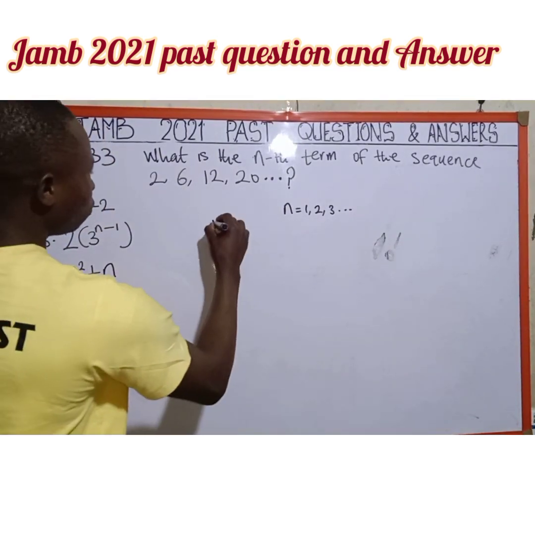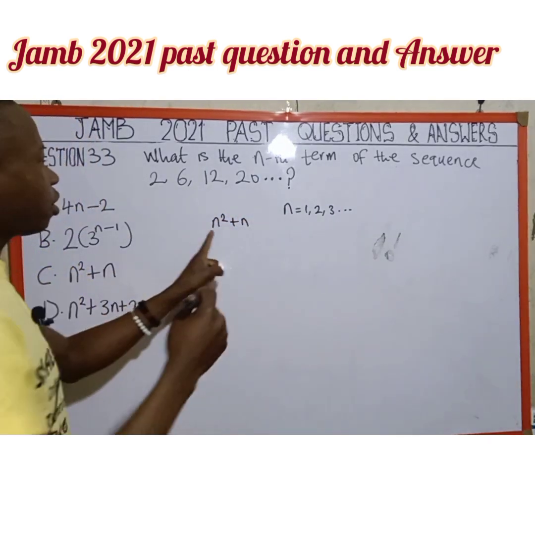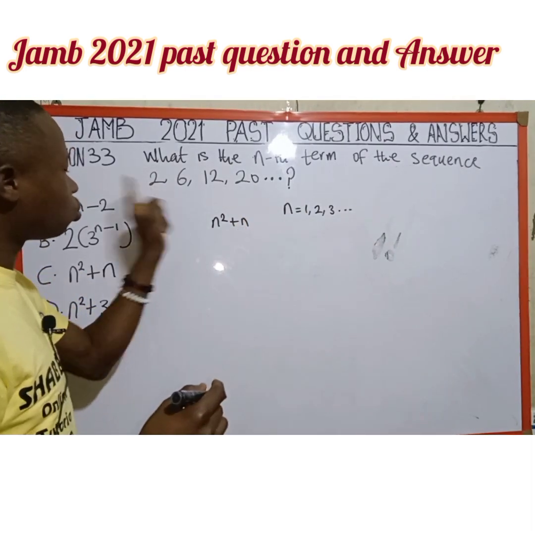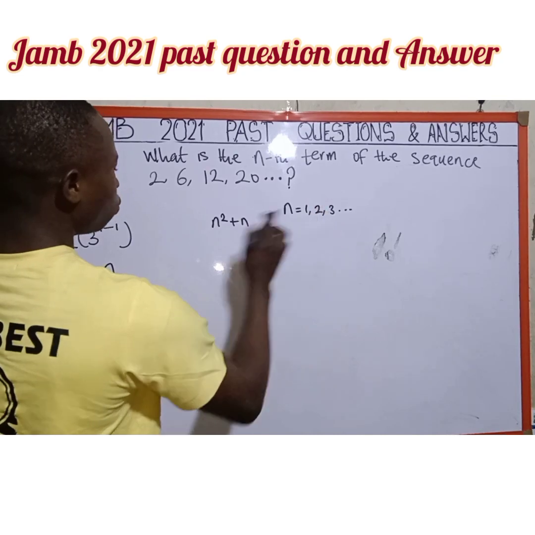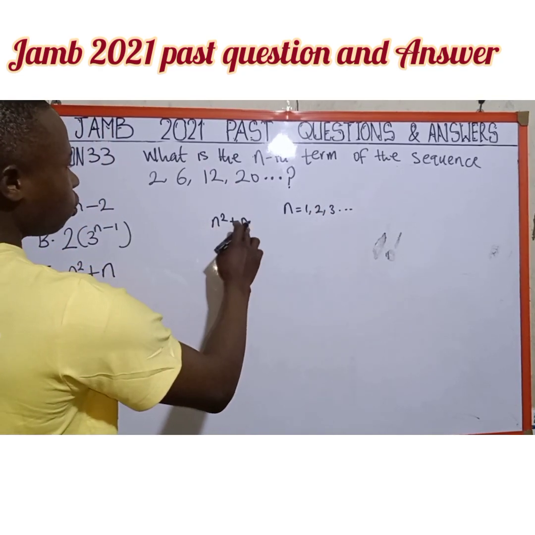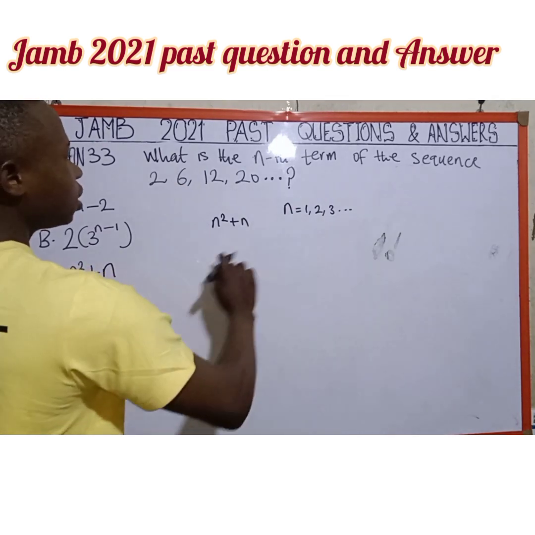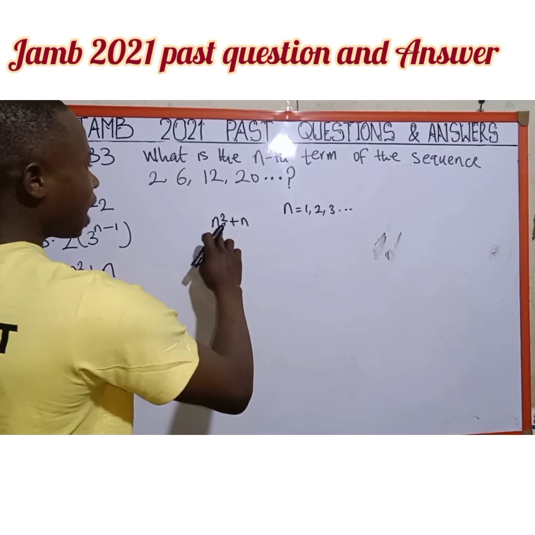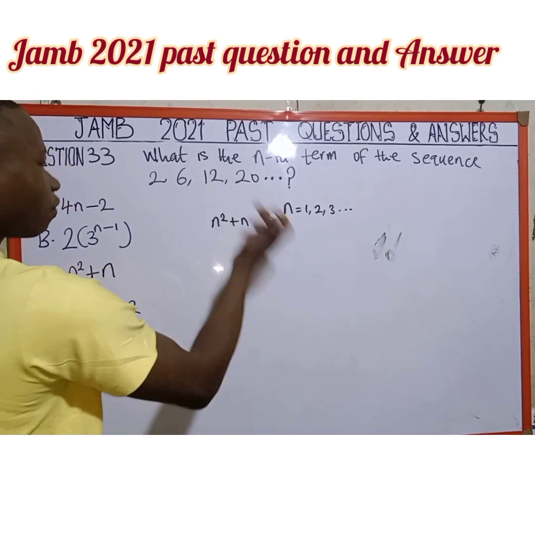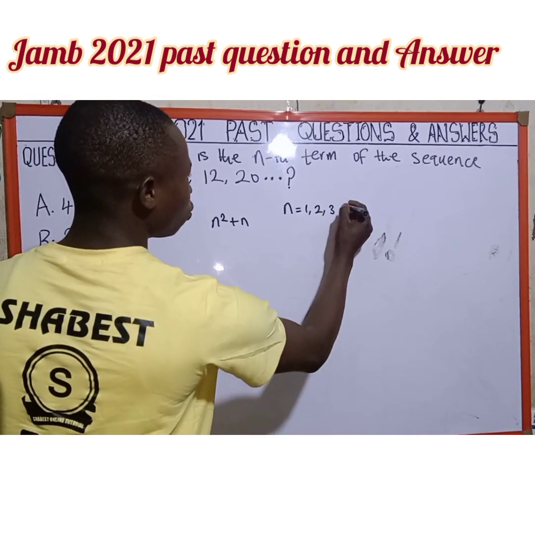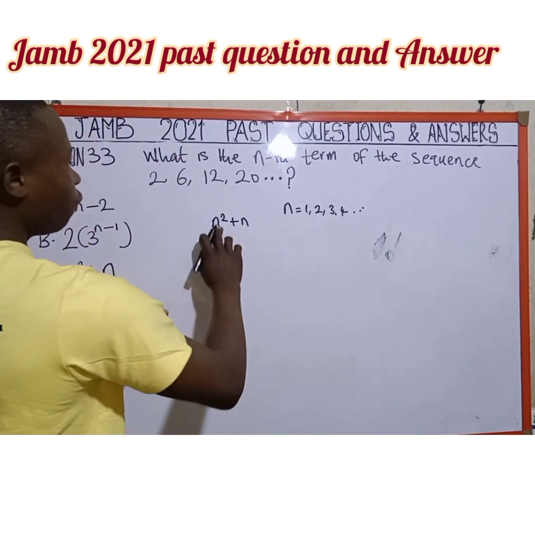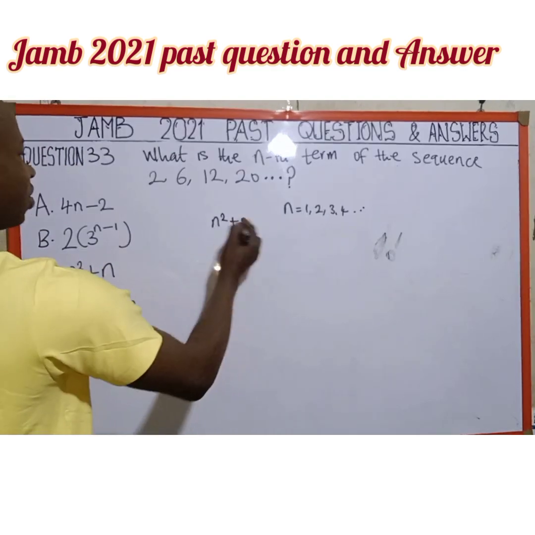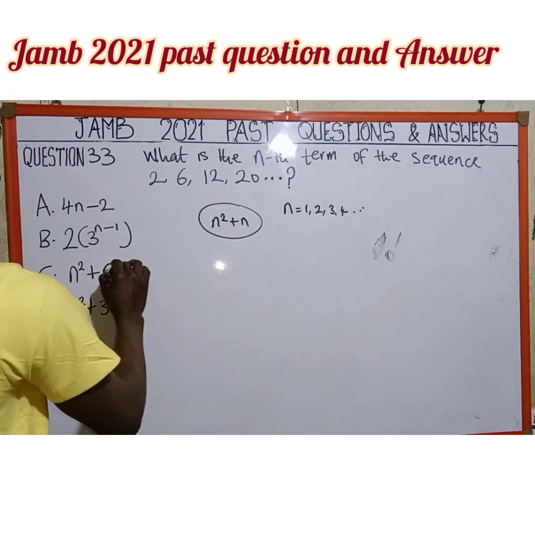So let's check option C. We say n squared plus n. If you plug in 1 here, 1 squared is 1. Then 1 plus n, which is 1, is equal to 2, correct. At n equal to 2, 2 squared is 4. Then 4 plus 2 is going to give me 6. It's also correct. So let's check for n equal to 3. 3 squared is 9. Then 9 plus 3, which is n, is going to give me 12. It's also correct. Then let's check at n equal to 4. 4 squared here is 16. Then 16 plus 4 is going to give me 20. So if you continue, this is the correct answer, which is option number C.